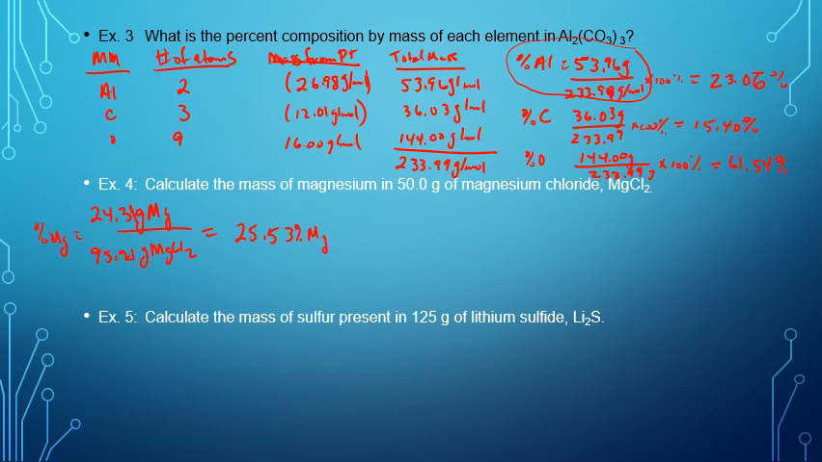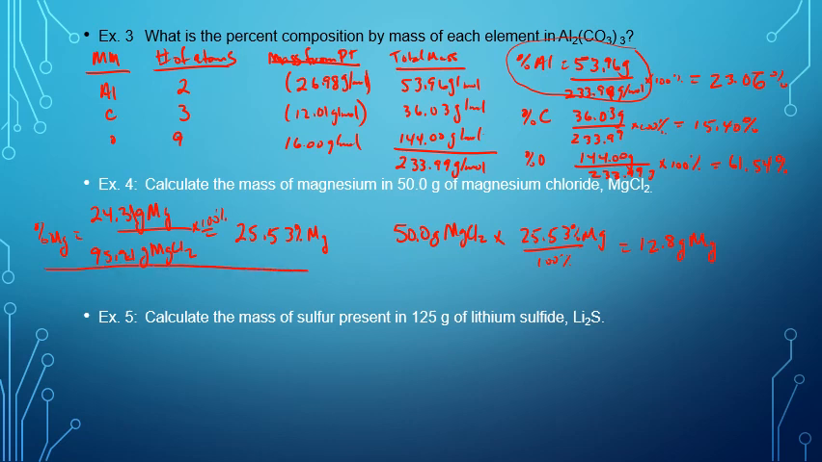I could then take the 50.0 grams of the magnesium chloride and multiply it by that 25.53% magnesium. So remember, we divide that by 100 to get rid of the percent. And when I multiply that by 50, it gives us, with 3 significant figures, 12.8 grams of magnesium. But like I said, there's a little bit easier way that we could do this. And so I'm going to do that one right underneath here.